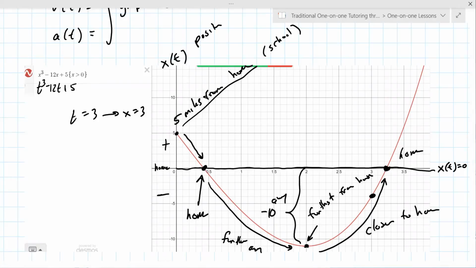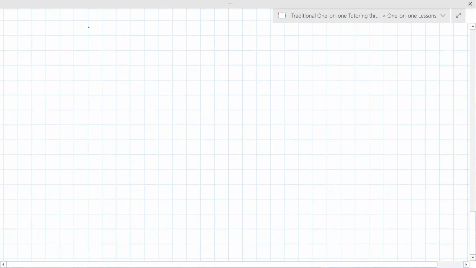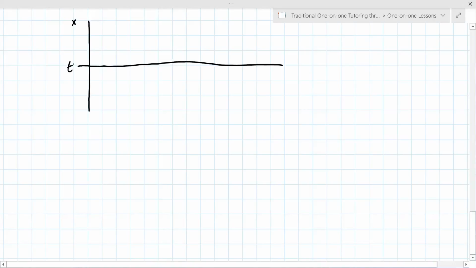Right. So we're going to make a graph here. And the first graph we're going to make is position versus time. So to clarify all this, this is X and T. So you're in your car in your driveway. This is how you normally do it.